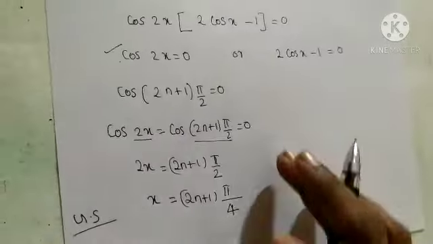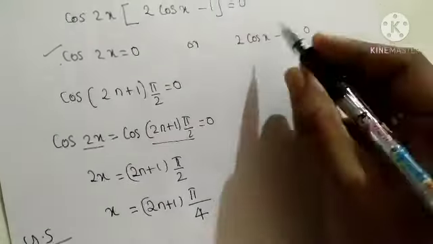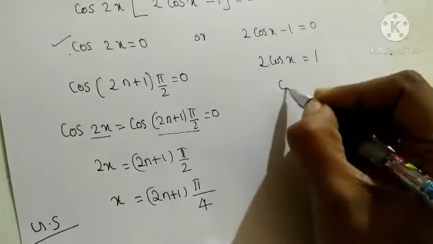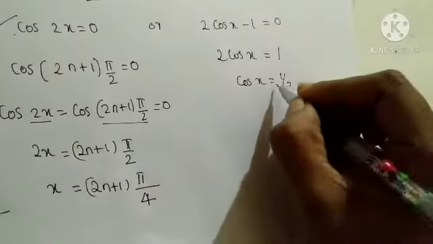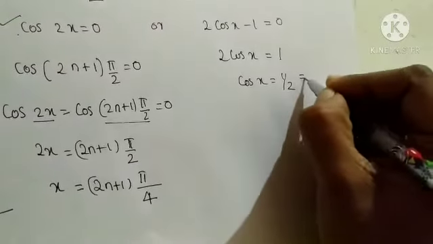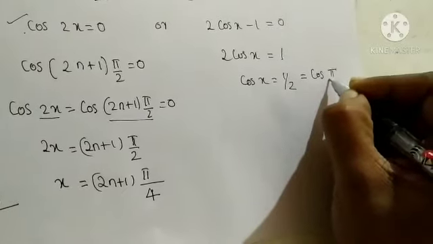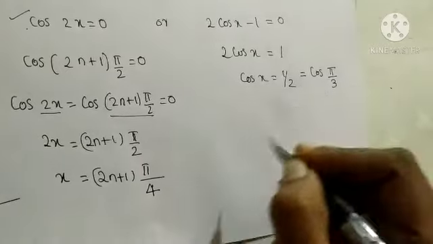Okay. Second condition, 2 cos x minus 1 equal to 0. From this, 2 cos x equal to plus 1, cos x is equal to 1 by 2. We know that cos 60 is equal to 1 by 2, right? So write cos 60 here.